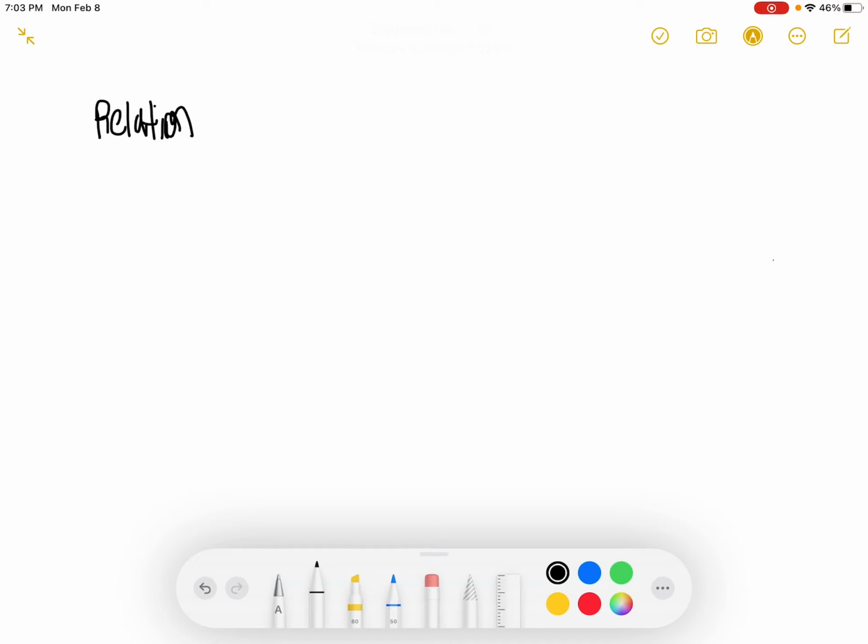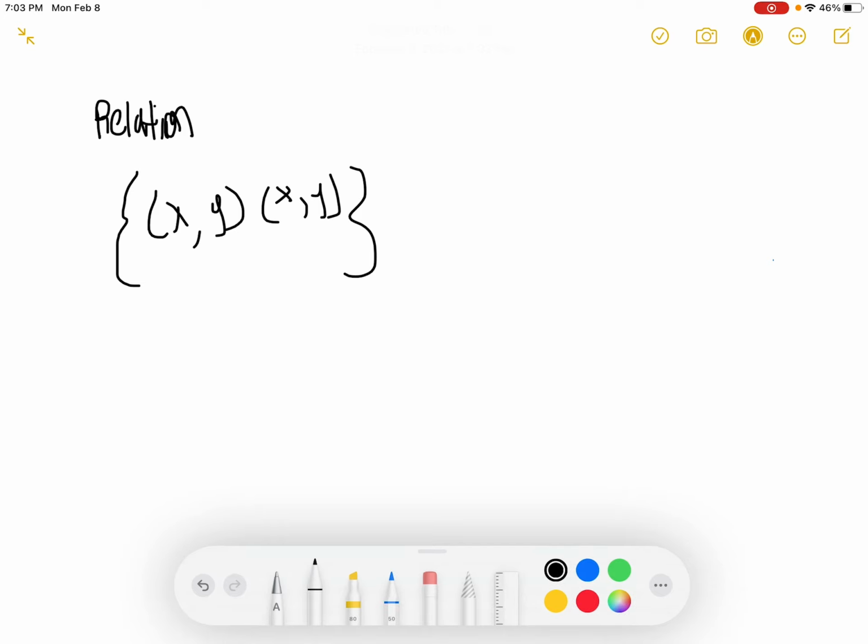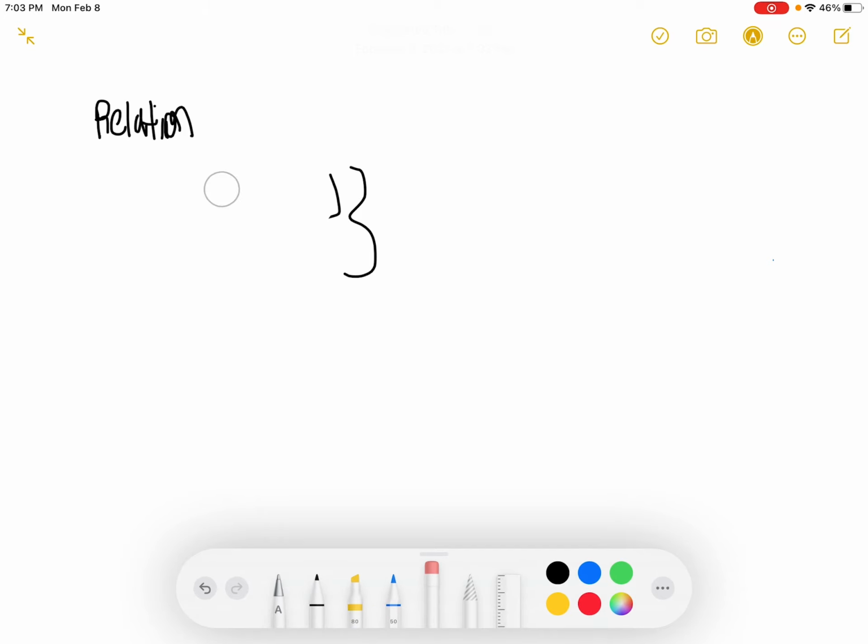So a relation is just a set of those ordered pairs, and that can be within these braces. I meant braces. These are braces, and these are parentheses. Within the braces, there's ordered pairs, whatever those numbers might be. I'll just say x, y, because this is just an example. So x, y, x, y. Alright? That's what a relation is.